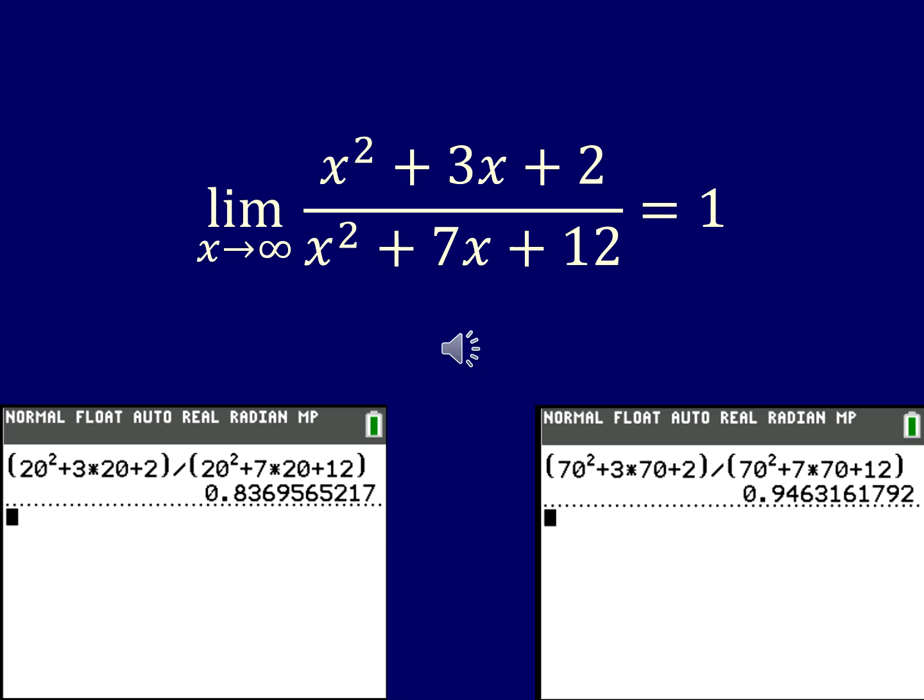Now, I didn't want to take the time or space to plug in like 100 or a million or a billion, but what happens when you start plugging in really big numbers is, again, all that stuff at the end, like 3x plus 2 and 7x plus 12, doesn't really affect your answer very much. And you're going to get closer and closer to having the same thing top and bottom. That's why we end up getting a limit of 1.